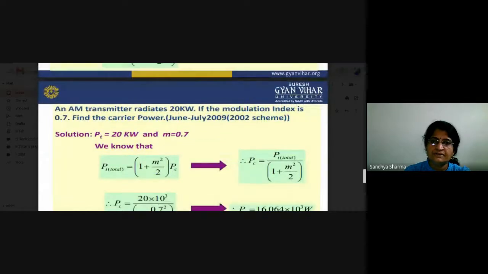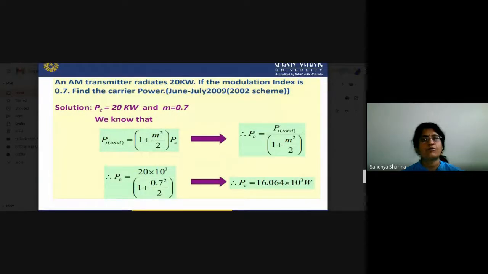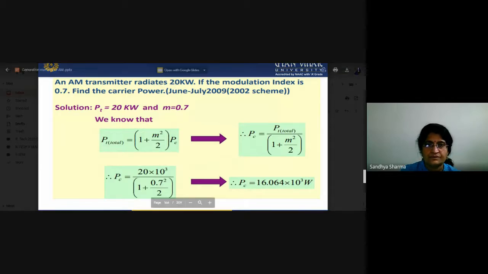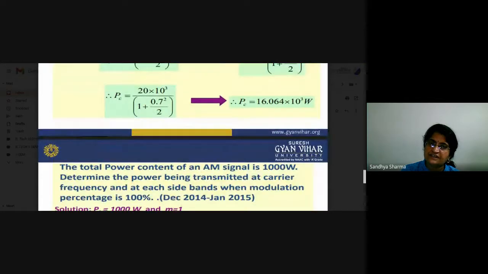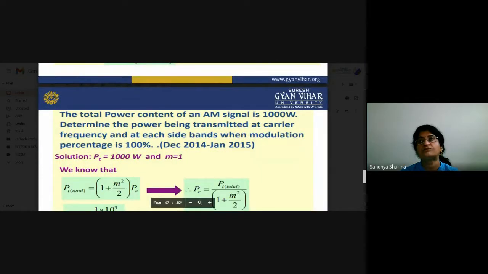Again, we will move to another problem: the AM transmitter radiates 20 kilowatt power. So again you are given the total power. If the modulation index m is equal to 0.7, again you have to calculate the carrier power. So in this way, whether the modulation index is given in percentage or in normal format, you can calculate the carrier power.